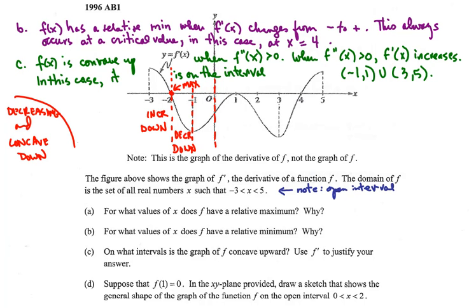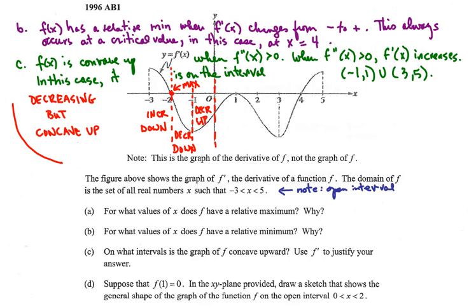Alright, next, from -1 to 0, the first derivative is still negative, so the original function is decreasing. However, because the slope of the first derivative is positive, the second derivative will be positive, and the original function will be concave up. And a segment of a curve would look something like that, decreasing but concave up.